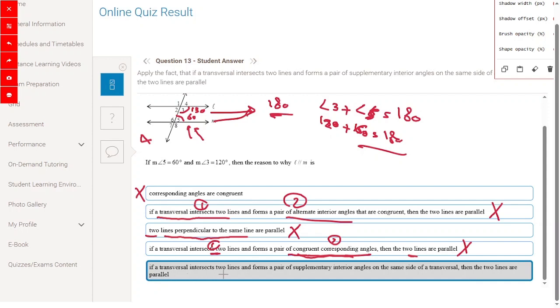If a transversal intersects two lines, condition 1, and forms a pair of supplementary, 180, interior angles, they are interior angles on the same side. So this is condition 2. Then the two lines are parallel, so this is the right answer.